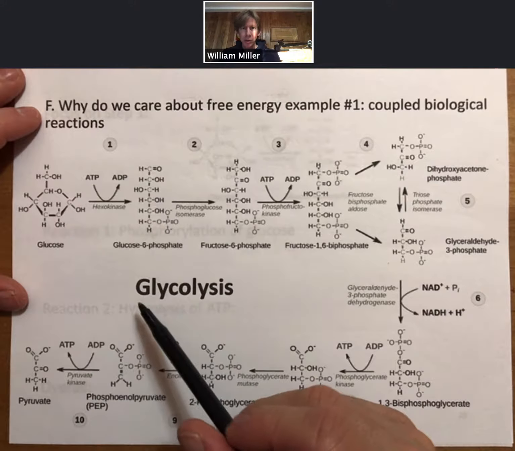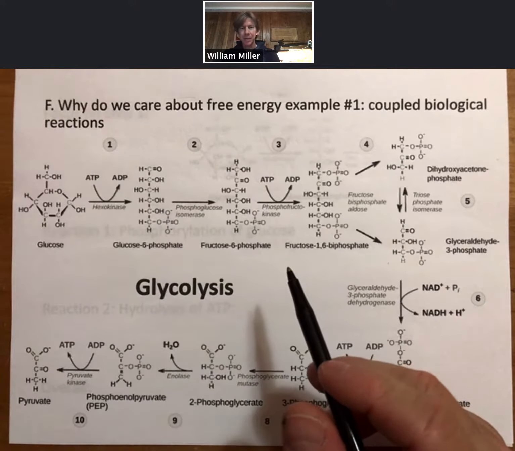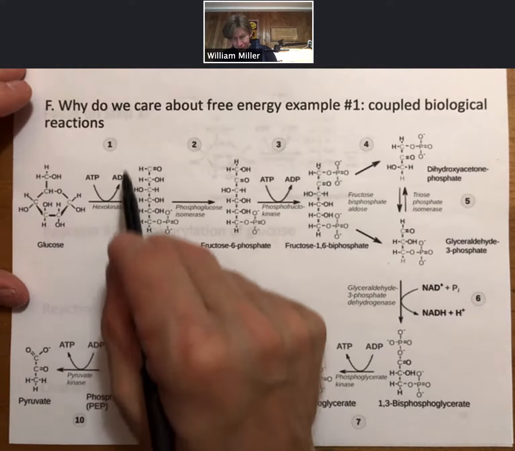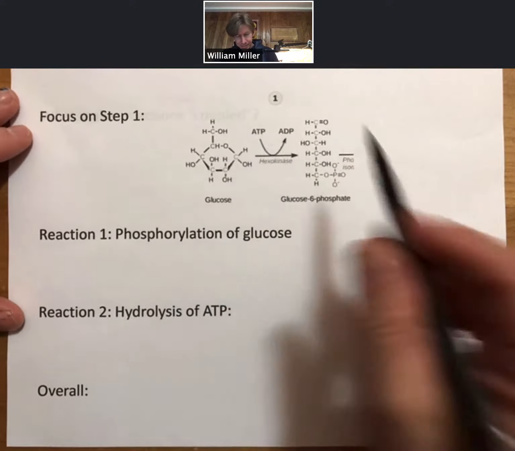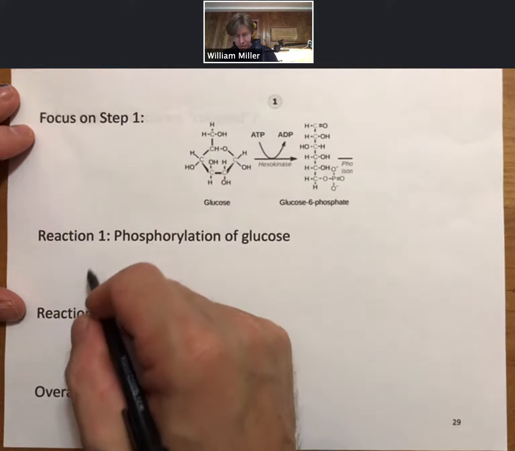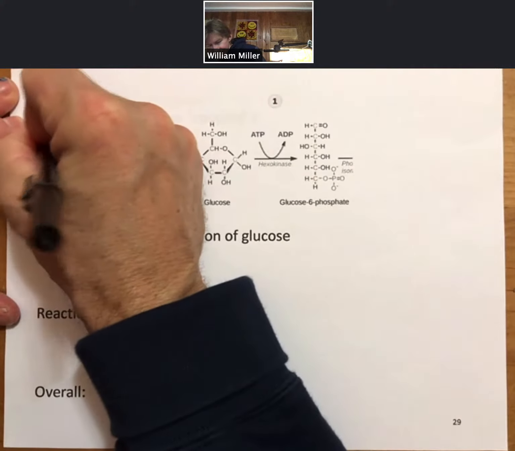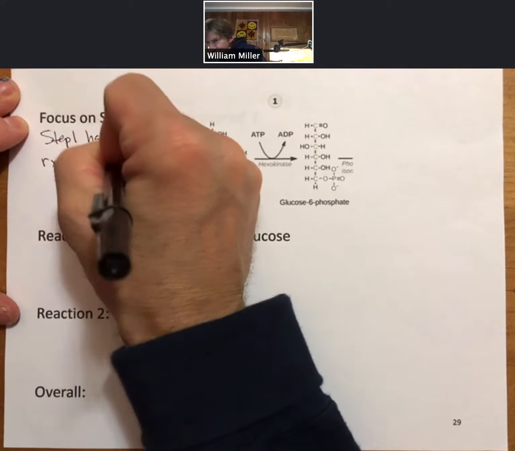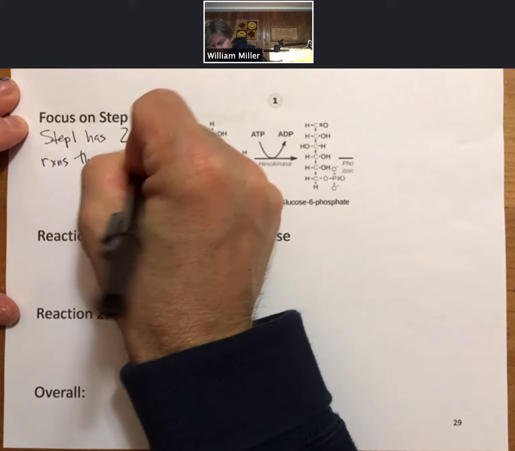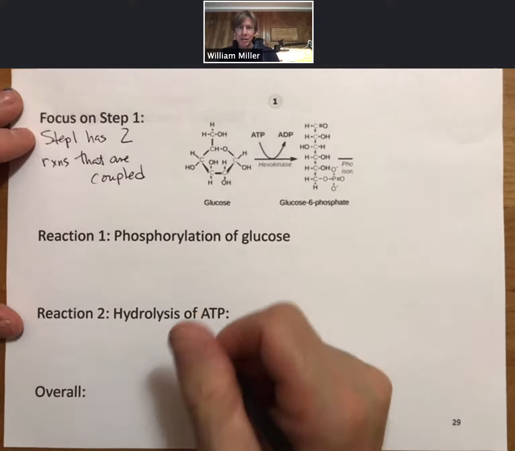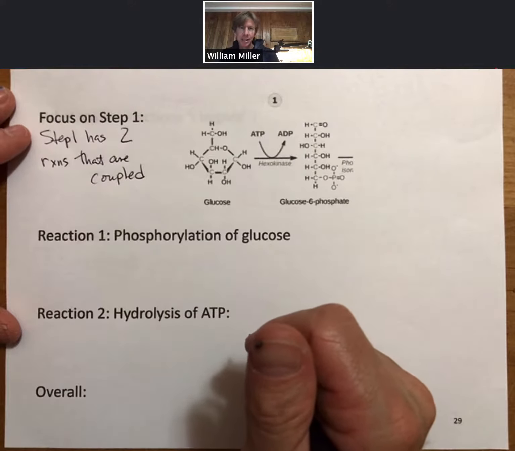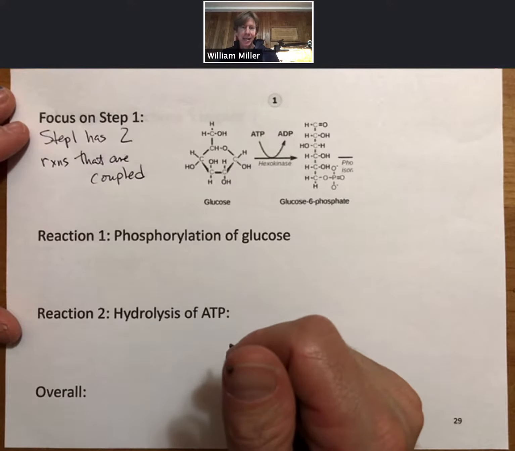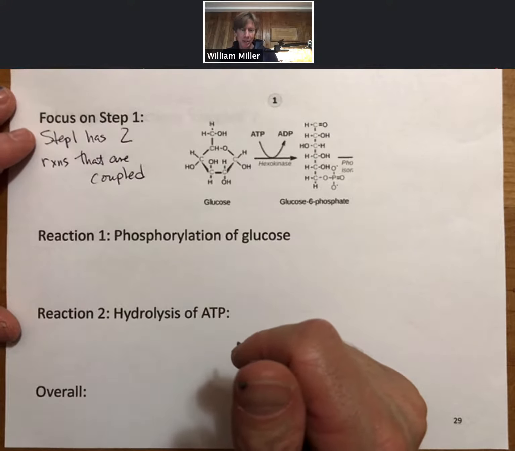I don't understand a whole lot about these overall, but I do want to zoom in on this first reaction here. We're going to focus on step one, because step one has two reactions that are coupled. Coupled biological reactions are really important because they take one process that is non-spontaneous, couple it with a process that is spontaneous, and then the combined process can occur in our bodies.